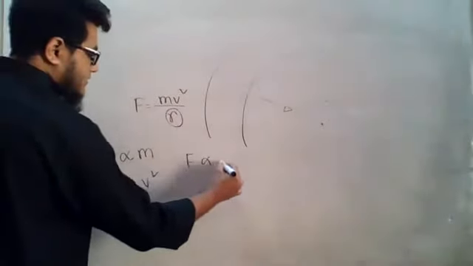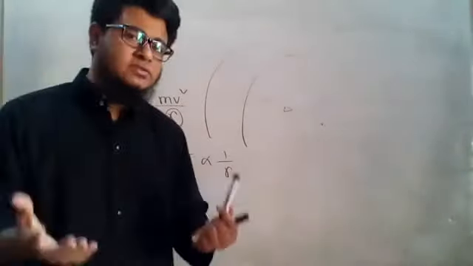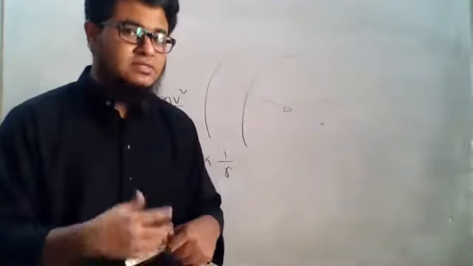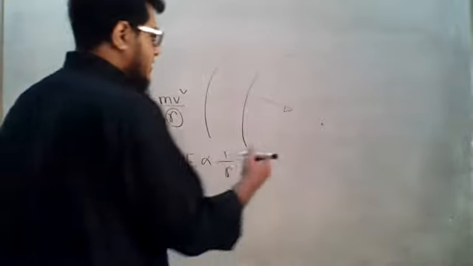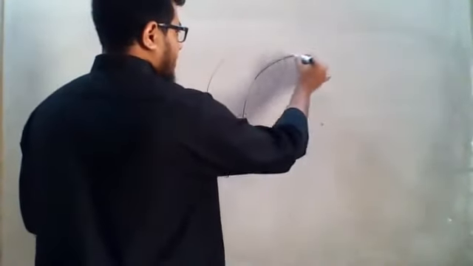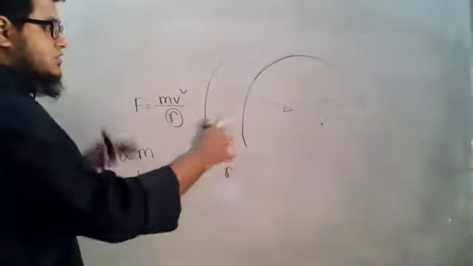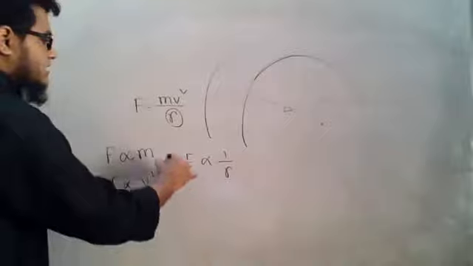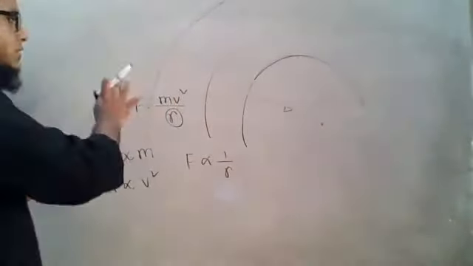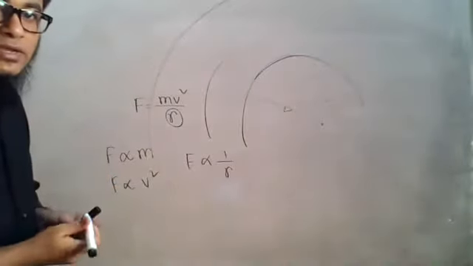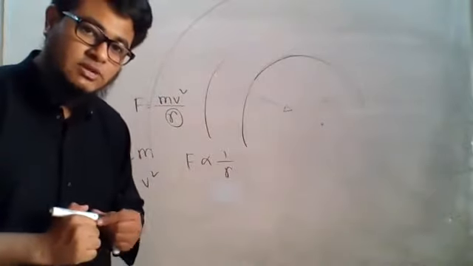F is inversely proportional to the radius. That means as the radius increases, the force decreases, the less amount of force you need, right? If you think about it in this way, if the radius is small, then what will happen? It will be more curvy, right? But if the radius is bigger, then you can see that the road is a little bit less curvy, right? The bigger the radius, the less curvy the road is. Do you understand my point?